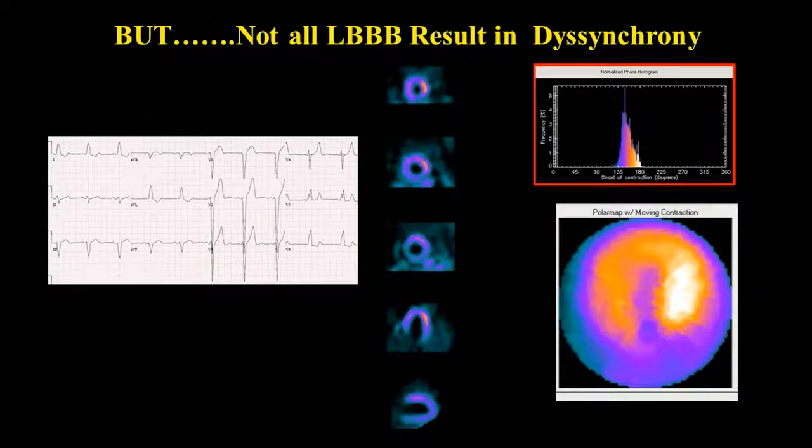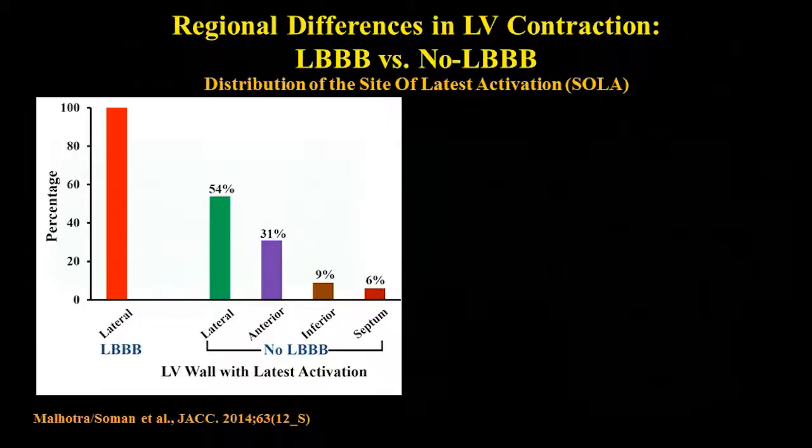So there is a disconnect between electrical dysynchrony and mechanical dysynchrony, and we've been able to show that with radionuclide imaging. This is data that we presented at ASNC many years ago, showing that everybody that has a left bundle branch block, the site of latest activation is always in the lateral wall. Okay, as I just said, in patients with a left bundle branch block, the earliest contraction is in the septum, the last contraction is in the lateral wall. So no surprises, everybody with the left bundle has a site of latest activation in the lateral wall.